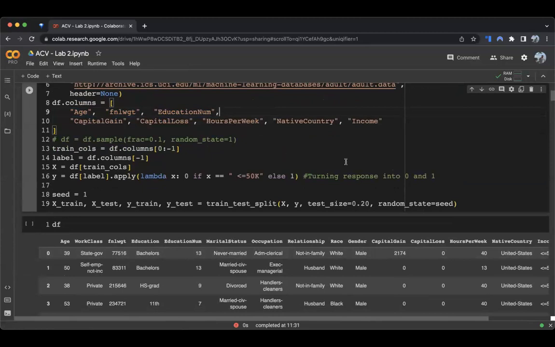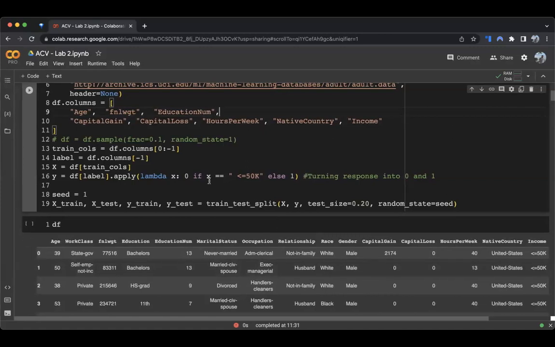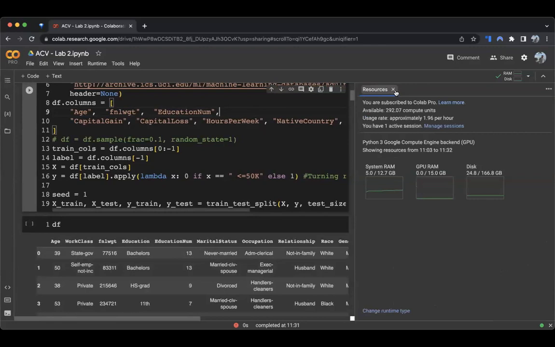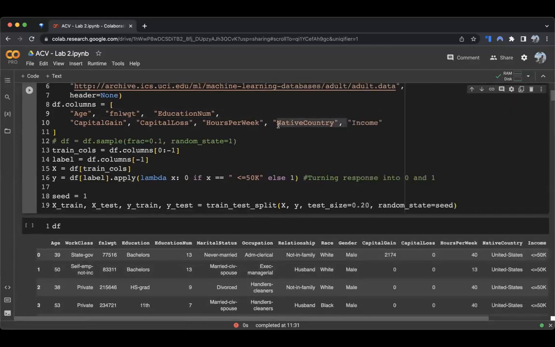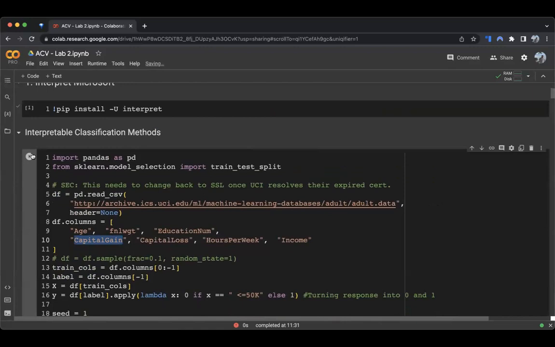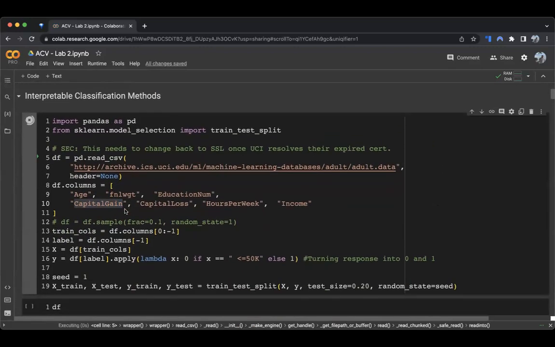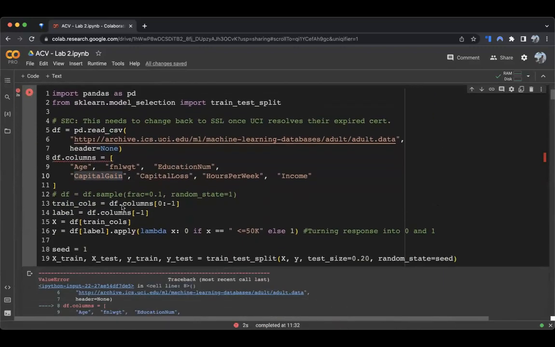Preferably do not remove them. Of course, as you can imagine, you should do some encoding on them. But for the sake of showing you the results, we're going to do it like this. Hours per week, we will keep. Native country, we will remove. Income, we keep as it is the actual response. Capital loss, capital gain, this is good for us. This is a good start. Let's try.